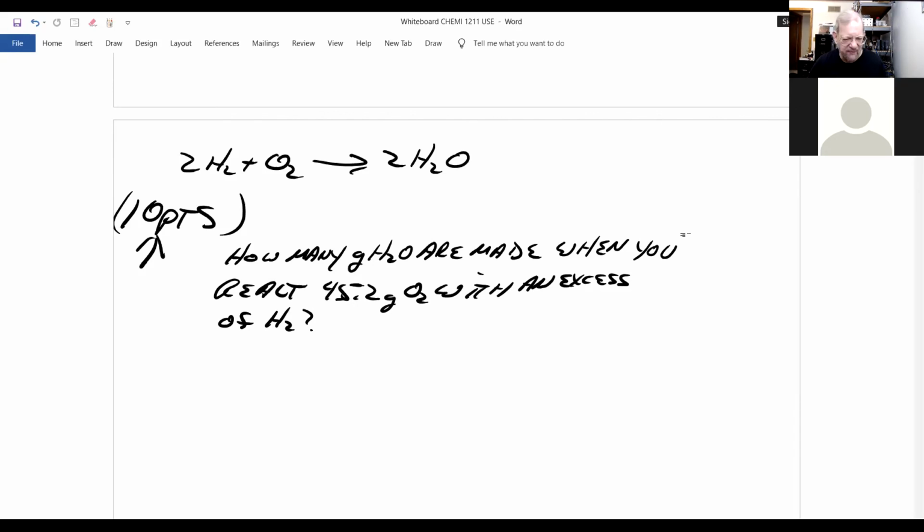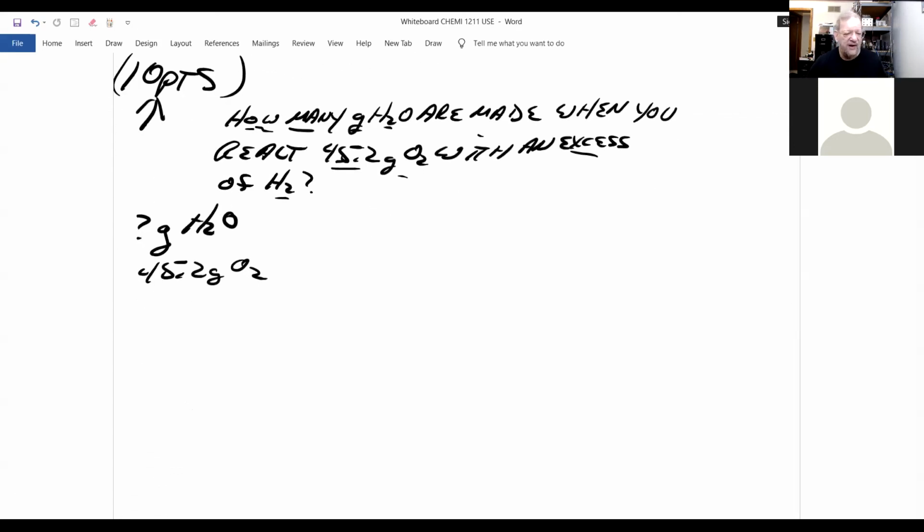And let me read the problem. And I'm going to do this one. How many grams of water are made when you react 45.2 grams of O2, oxygen gas, with an excess of hydrogen gas, H2? So what are we being asked to find? How many grams of water? What are we given? 45.2 grams of oxygen gas. We're also given the balanced chemical equation. And when you see excess of something, you can ignore it.